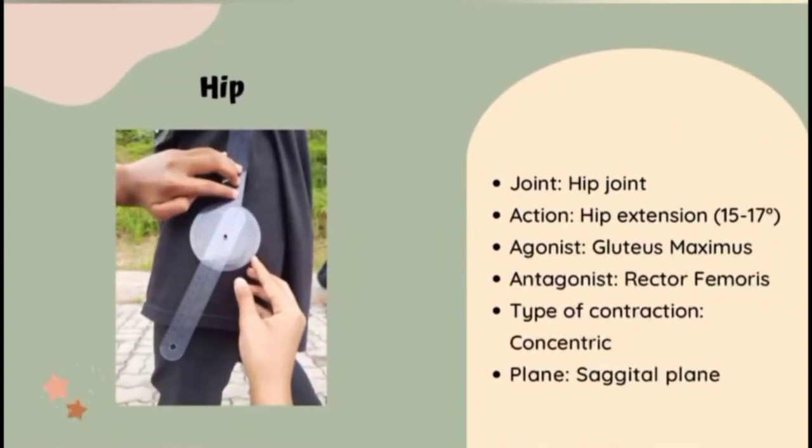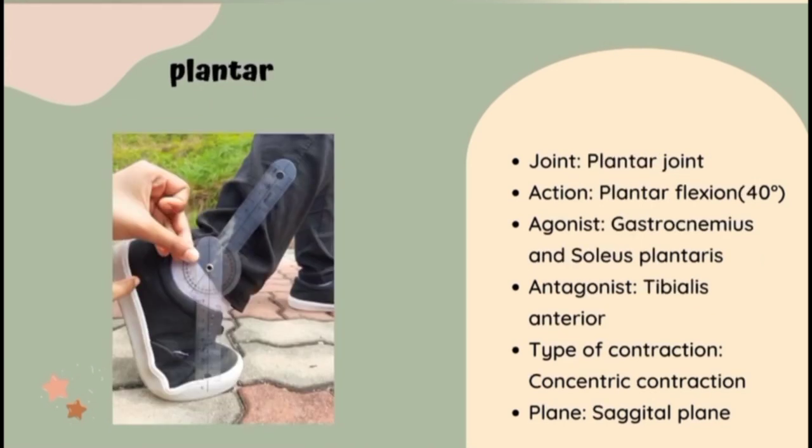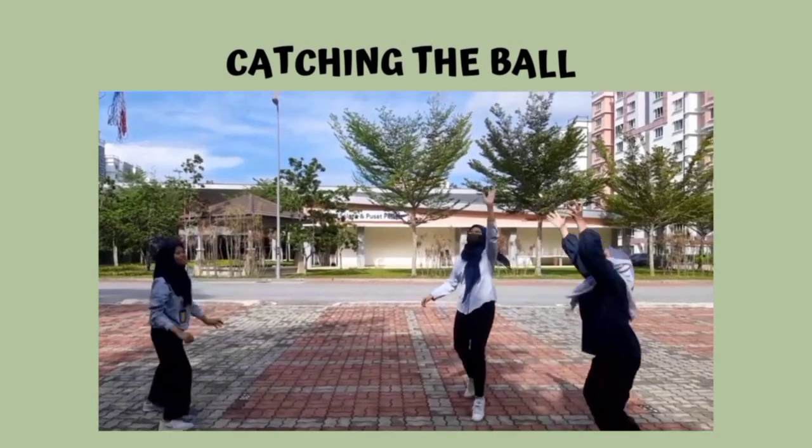Next is the hip. The joint used in this motion is the hip joint. The action is hip extension, where the degree is 15 to 17 degrees. Next is knee flexion. The joint used in this motion is the knee joint and the degree is 50 degrees. Next is the ankle joint. The action is plantar flexion, where the degree is 40 degrees. The second step, catching the ball.